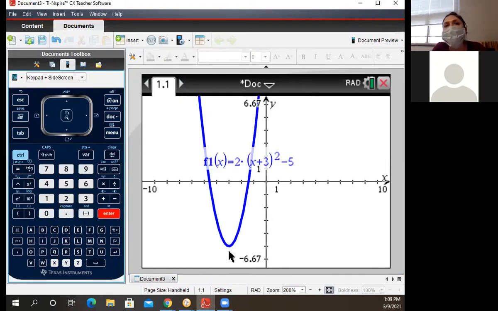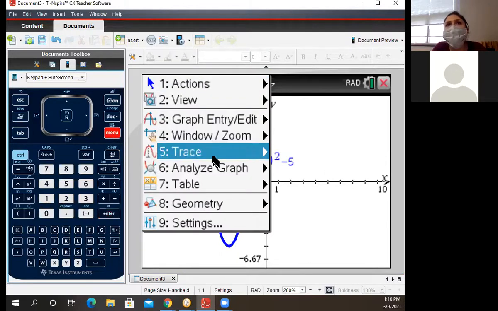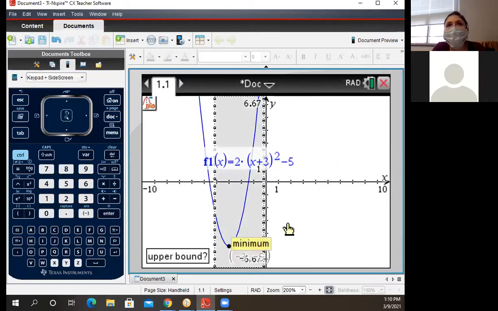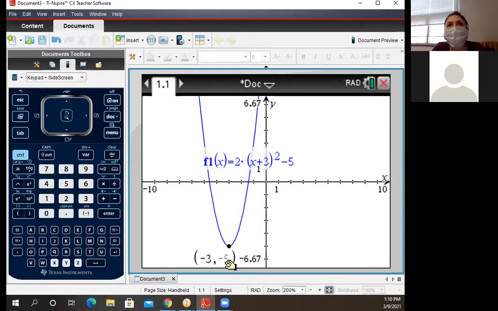And I'm going to double check my vertex. Again, since this is the lowest part of my graph, I'm going to find the minimum. If I had a parabola that was opening down, upside down, my vertex would be my maximum point, since it would be the highest point of my graph. But again, here it's our minimum. So find that minimum, and it's at -3, -5, just like we said.